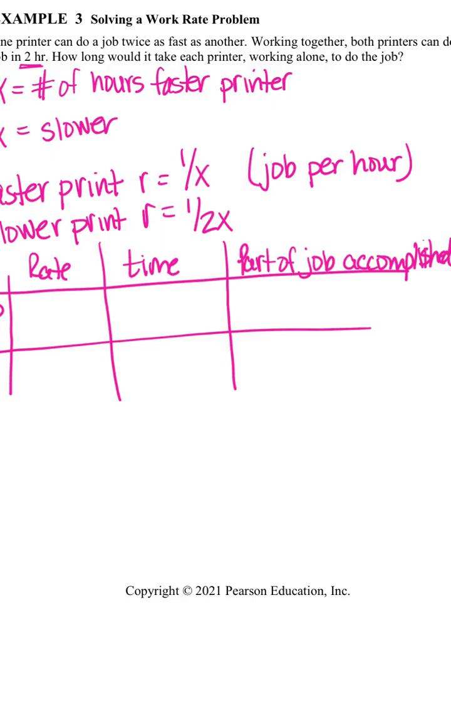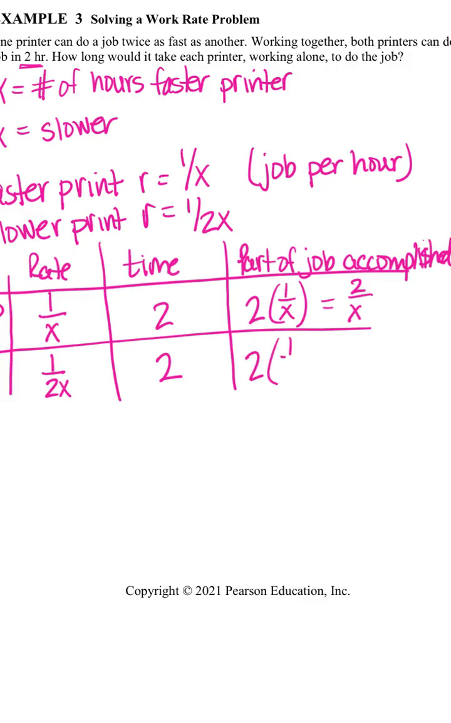All right, so we know that the rate for the faster printer is 1 over x, and the slower printer is 1 over 2x. We know the time is going to be 2 hours. So 2 times 1 over x is 2 over x. And this is going to be 2 times 1 over 2x, so the 2's cancel and this is 1 over x. Remember, this is your A equals RT. Now, when you go down and write the equation, the sum of the 2 parts of the job accomplished is 1.